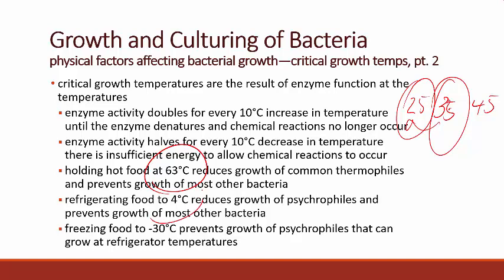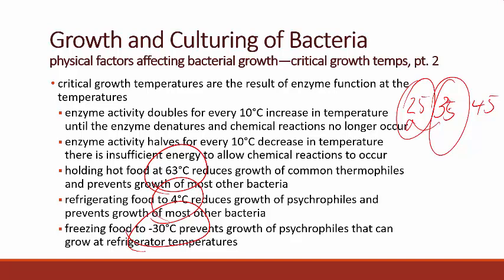Refrigerating food to 4 degrees C is going to slow the rate of most psychrophiles to prevent their ability to spoil the food, and it prevents the growth of any mesophilic bacteria. And then freezing food down to minus 30 will stop the growth of even the psychrophiles. So these are the temperatures that restaurants and other food service groups are required to hold food at.